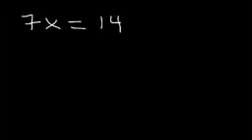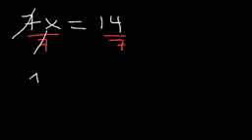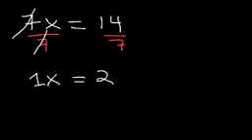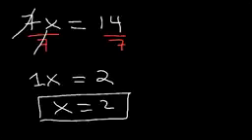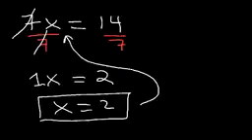Try this one. 7x equals 14. Just like the other problem, we need to divide both sides by 7. On the left side, 7 divided by 7 is 1. So we simply get 1x on the left side. 14 divided by 7 is 2. Therefore, x is equal to 2. If you plug it back in, 7 times 2 is 14. So it works. Now, what if you were to get an equation that looks like this?